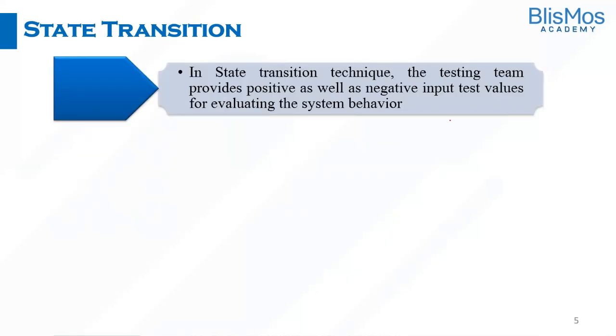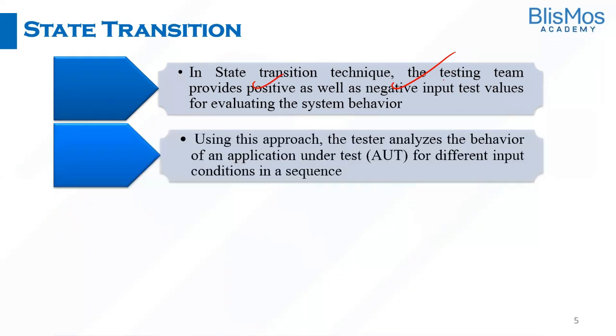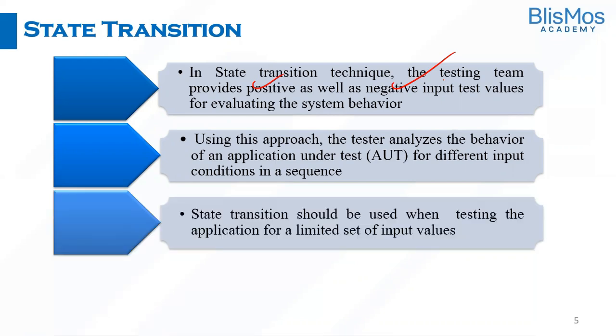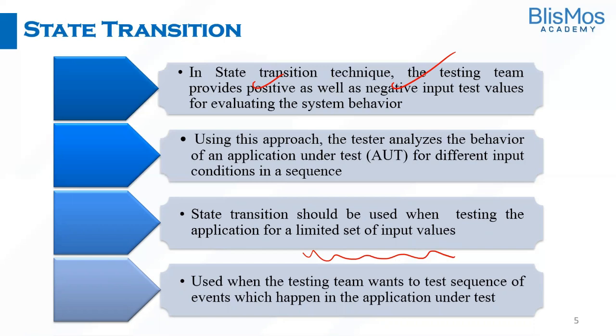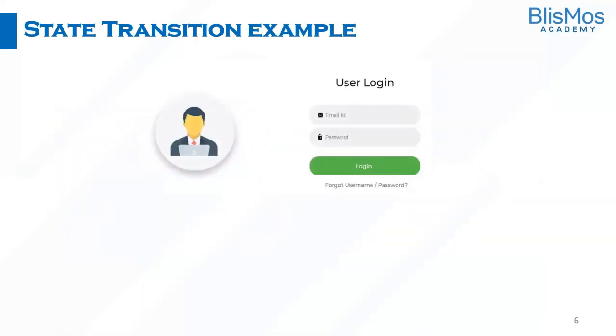So what happens in state transition is the testing team would provide all the negative and positive test values to evaluate the system. By using this approach, the tester would analyze the behavior of the system under test for various input conditions in a sequential manner. We should focus on state transition whenever the testing of the application is done for a limited set of input values. As we already indicated, we'll use the state transition when we have to test a system with a sequence of events.